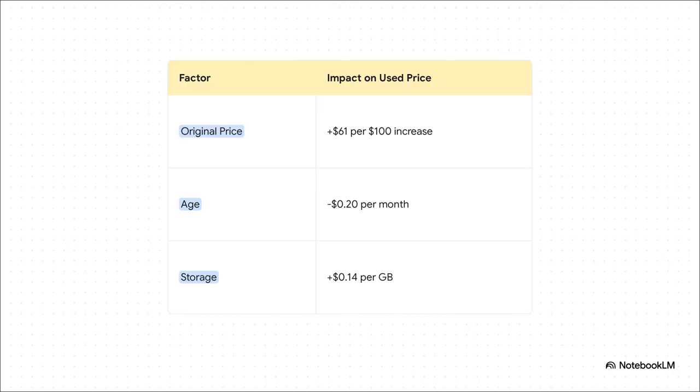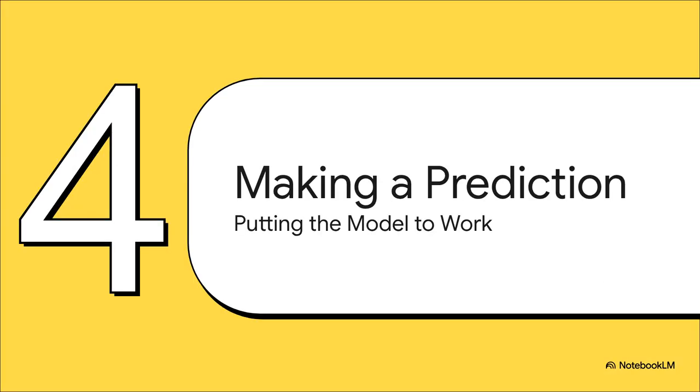Original price is obviously the biggest driver here. For every $100 the phone costs brand new, its resale value holds on to about 61 of those dollars. Age, just like we'd expect, hurts the value, knocking off about 20 cents every single month. And storage? It adds a little bit of a premium. The key thing here is that we can now put an exact number on the impact of each factor all by itself. So we've got this awesome model.